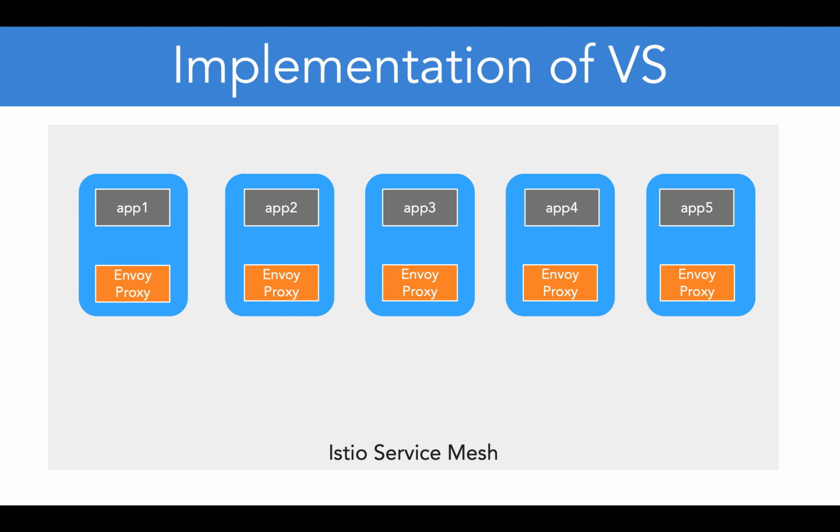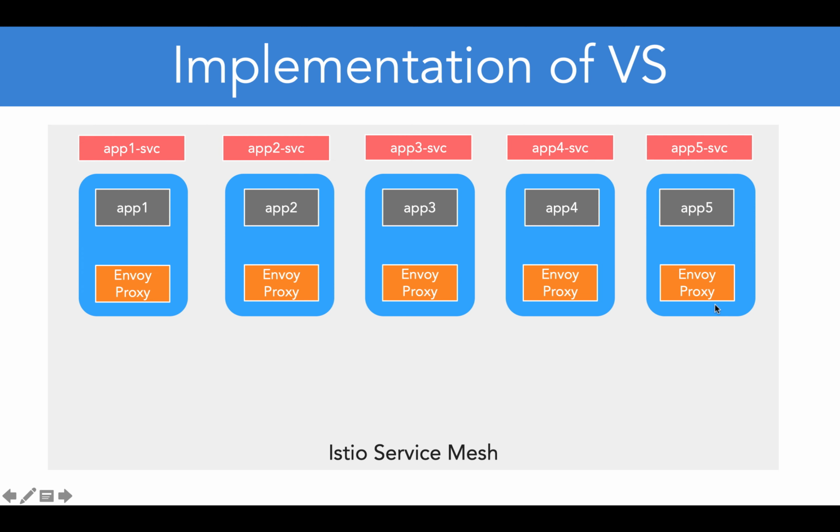I have 5 deployments or pods, whatever you might want to call it. All the deployments are running different pods. This one is running app 1, then app 2, 3, 4, 5. So of course all of them have envoy proxy also. And let's say the services have also been created for all these deployments. So for app 1 deployment, the service is app 1 SVC. For app 2 it is app 2 SVC, and so on.